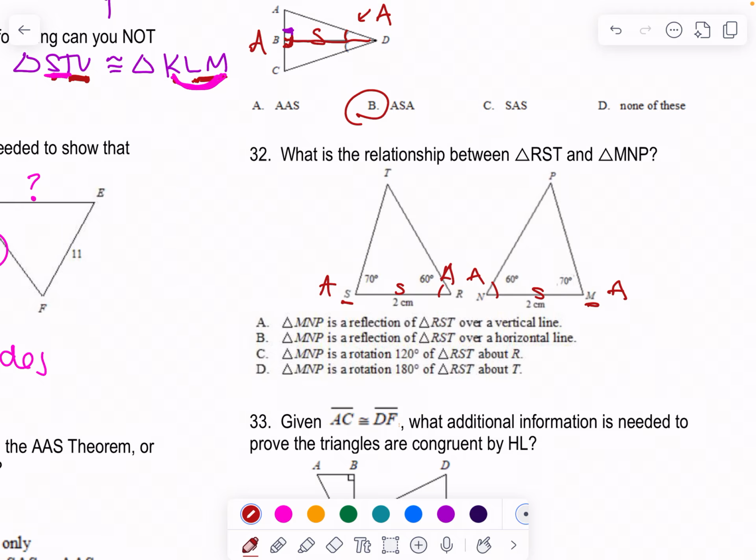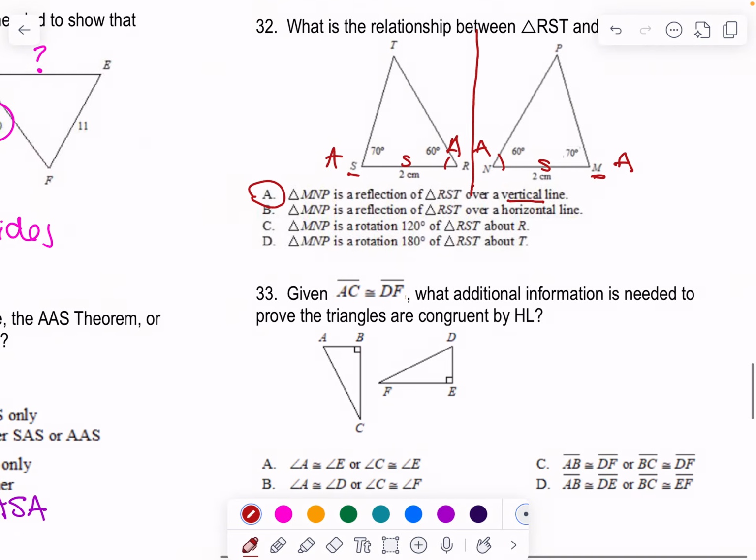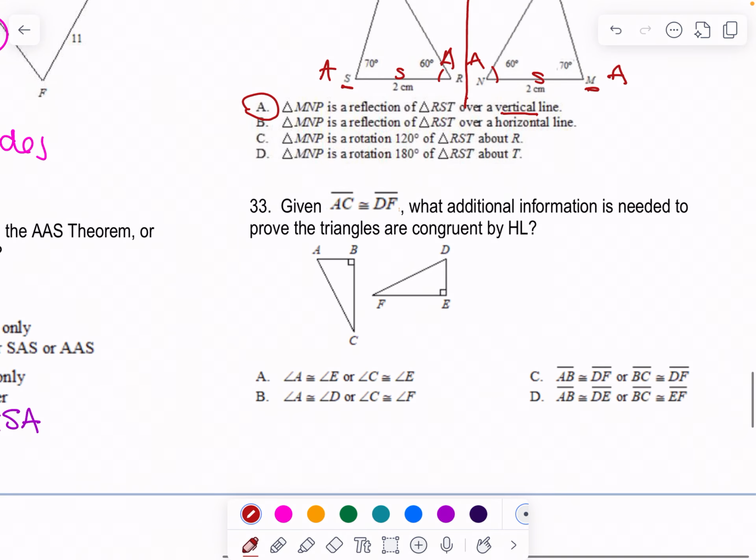And what else do they want to say? A reflection over a vertical line. Looks like if I reflected it across that, would they be the same? Yeah, because they switched places. So I would say vertical line. Yep. A.